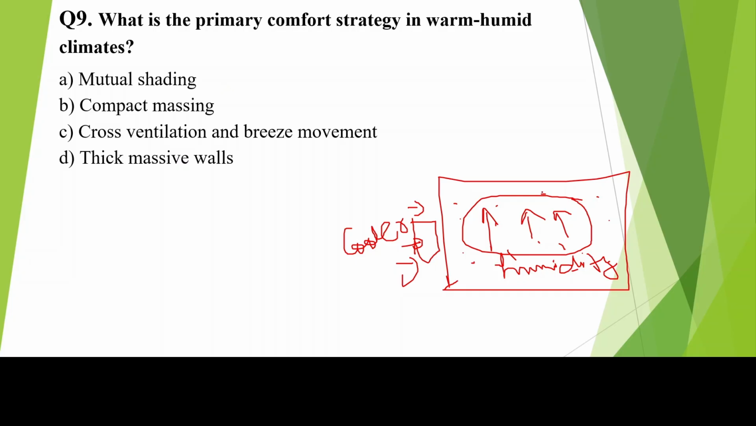We will not further increase the humidity levels, so we will try to increase the flow of air, and that can only be done with the help of cross ventilation and breeze movement, as shown in option C, because humidity is also an important parameter for deciding the comfort level of human beings. That's why cross ventilation becomes an important strategy for comfort in warm and humid climate conditions. So I hope this is clear to all of you.